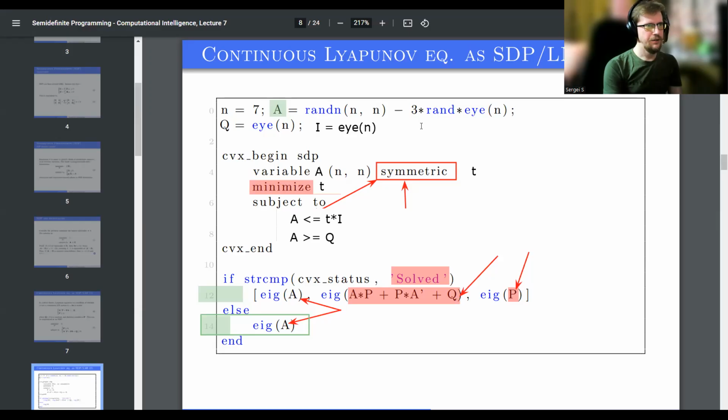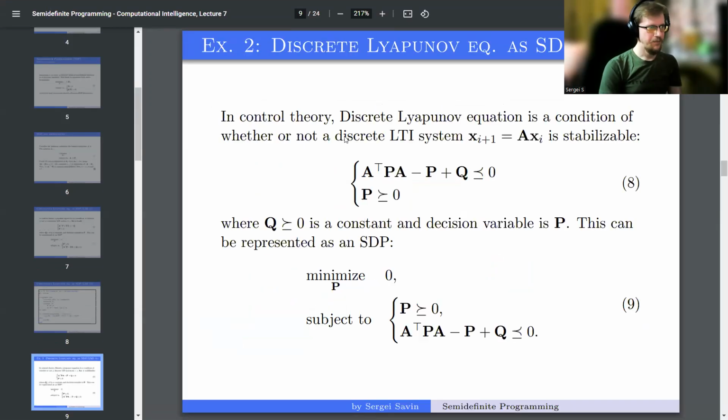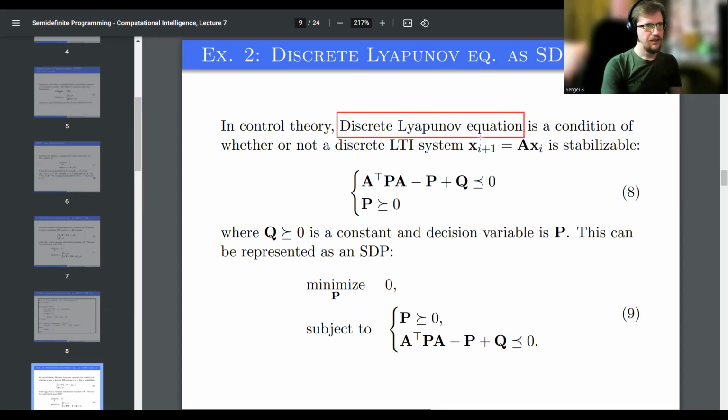Now remember we also had the discrete Lyapunov equation for discrete systems. For a discrete LTI autonomous system, x sub i plus 1 equals A times x sub i, you have to find such a positive semi-definite P that A transpose times P times A minus P plus Q is less than or equal to 0.